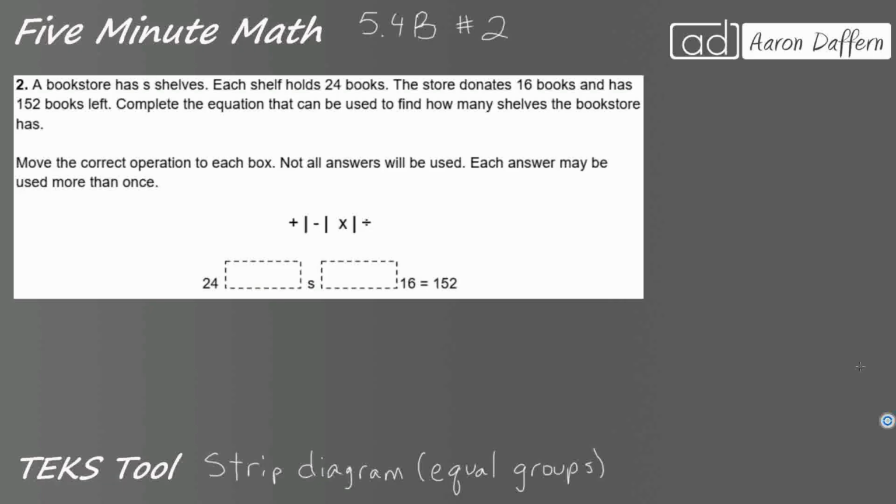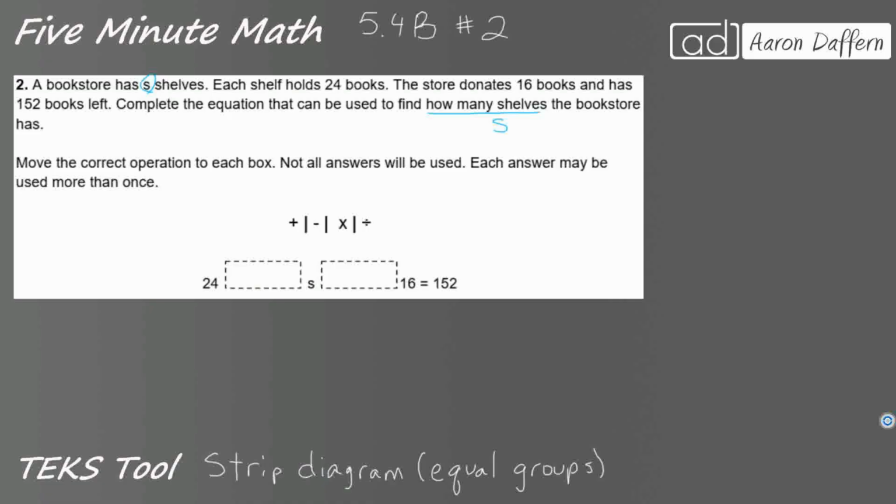So we have a bookstore and it's got some shelves, but instead of giving us a number, they're giving us just a letter to represent unknown quantities. We don't know how many shelves it has. Each shelf is going to hold 24 books. The store is going to donate some books, and then it's got 152 books left. So we need to write an equation that represents how many shelves the bookstore has. How many shelves, which, remember, was the S. We're trying to figure out what that S is.